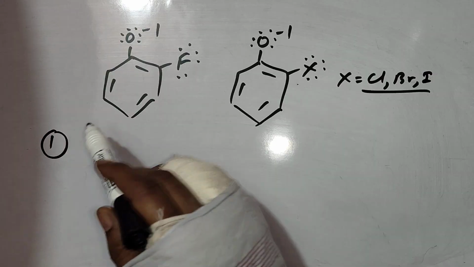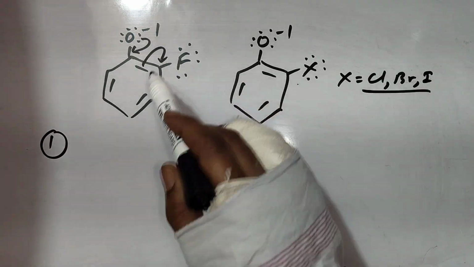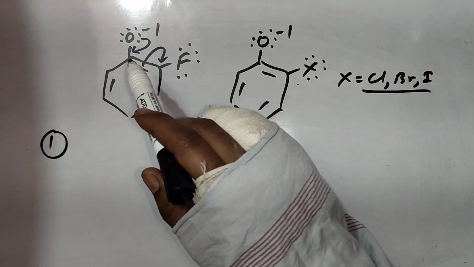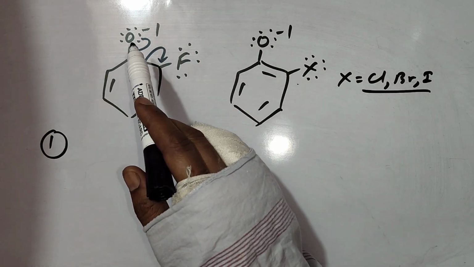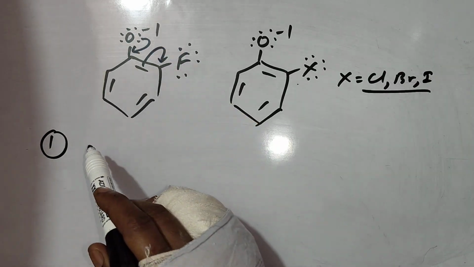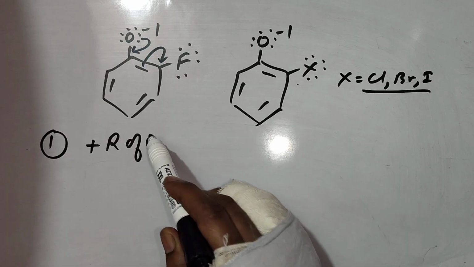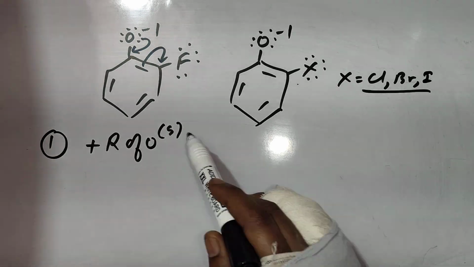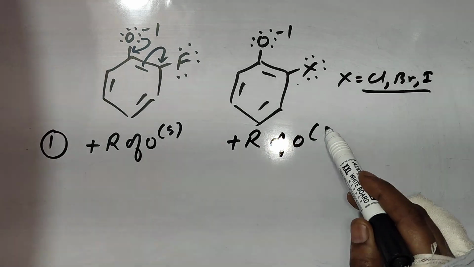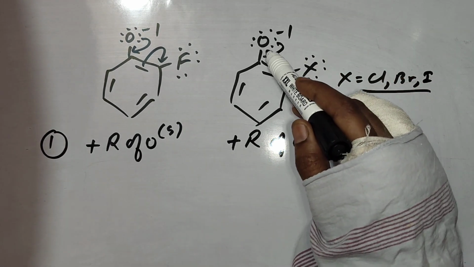The very first factor, this factor is available. What we call it, plus R of oxygen, which is making these compounds stable. Because due to resonance, you can check the negative charge of oxygen will finish. This effect is known as plus R of O. And it's a stability factor. It is available in both.